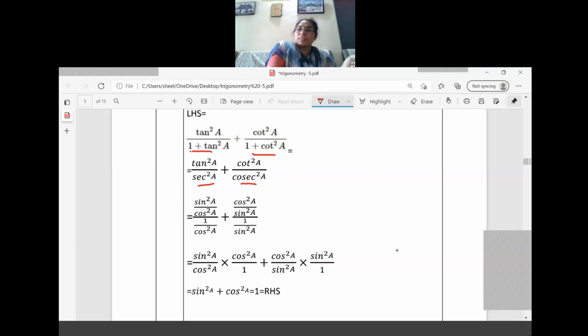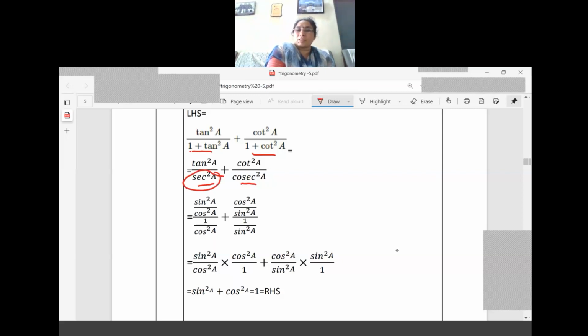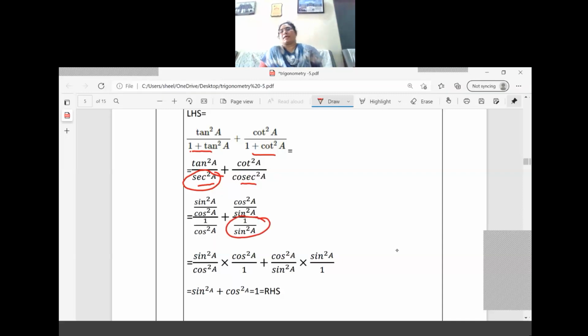Tan square A can be written as sin square A by cos square A. Similarly, cot square A can be written as cos square A by sin square A. In the denominator, sec square A can be written as 1 by cos square A, and cosec square A can be written as 1 by sin square A only. So taking the reciprocal, these two steps are almost similar in both the terms.